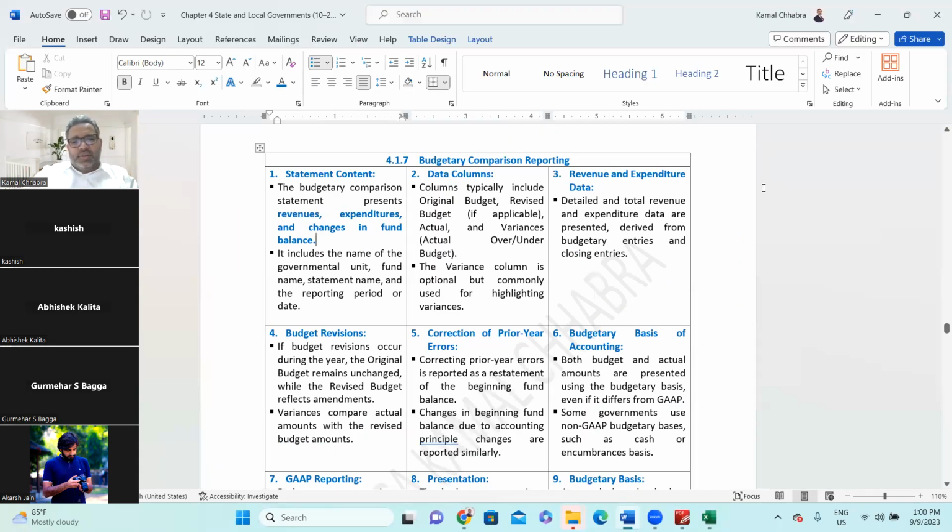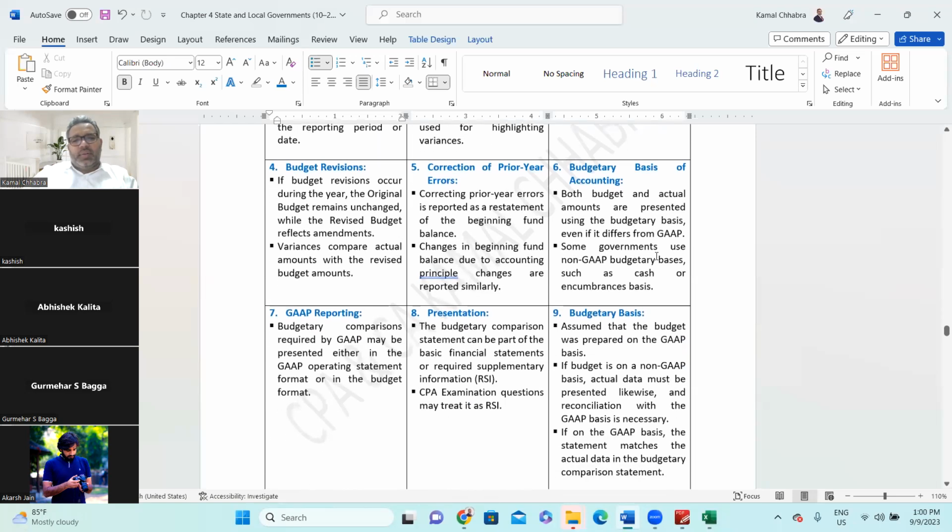Next one is correction of prior period error. What is a prior period error? Student: It is a correction for last year.